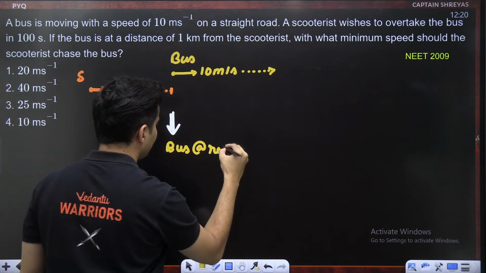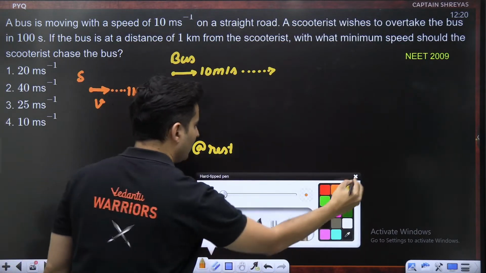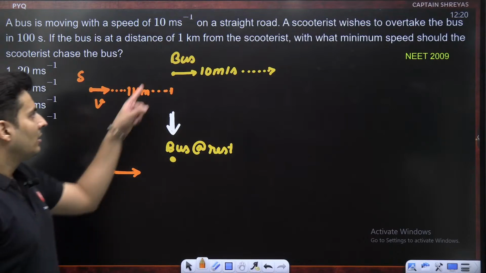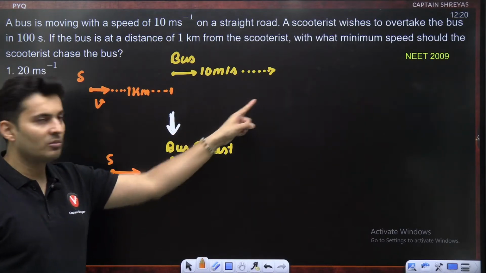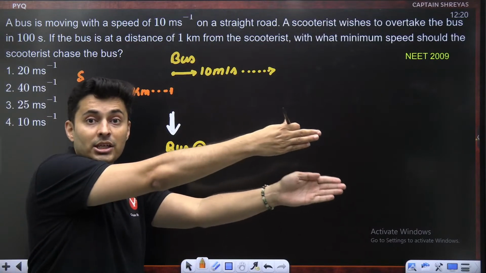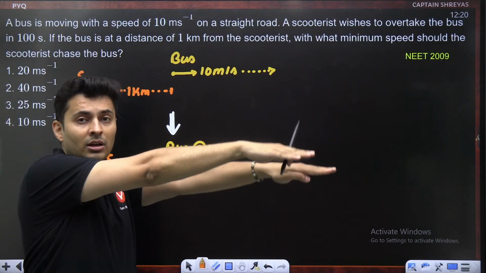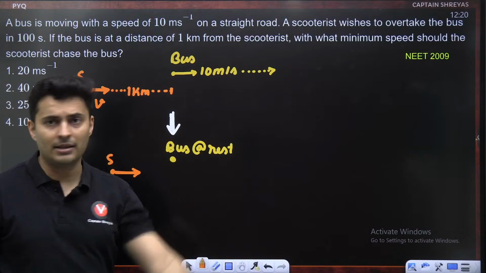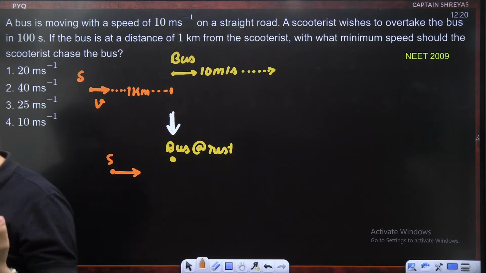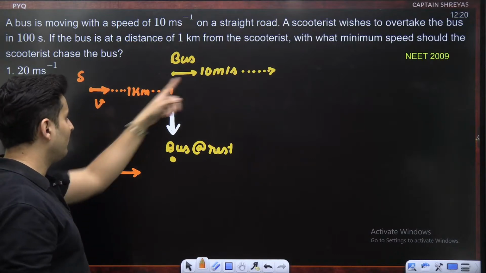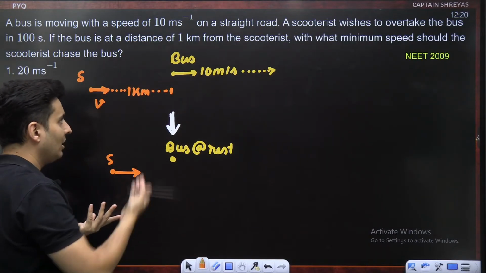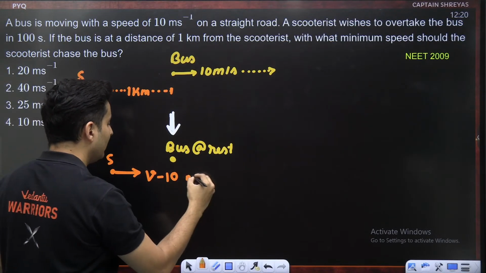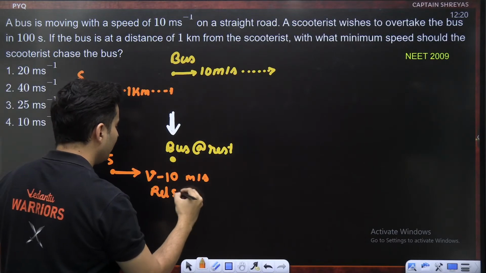Bus at rest. So if the bus is at rest, the scooterist will appear to move at which velocity? Come on, think about it. Bus is moving in this direction. Scooterist is moving in the same direction. Same direction means minus sign. So will you do 10 minus V or V minus 10? Who will be bigger? Obviously, the scooterist has to reach at some point, right? The scooterist should have more speed, or else how will he catch the bus if he is driving below 10? So bigger minus smaller. So V minus 10 meters per second is our relative speed.